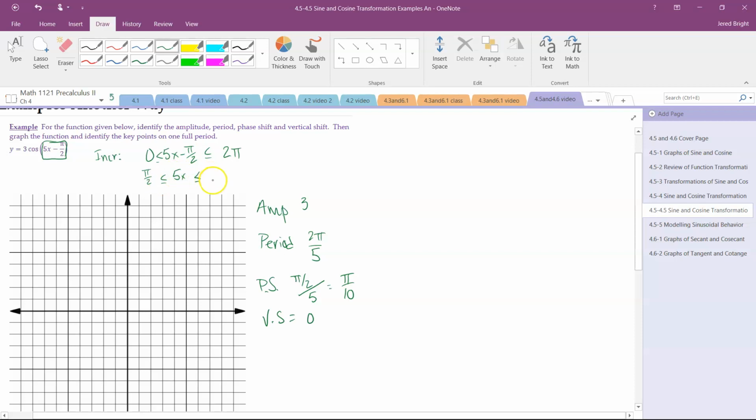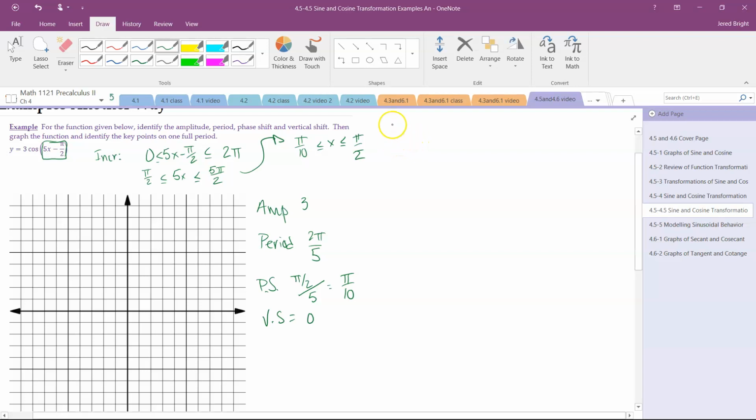And here I get 5 halves pi, or 5 pi over 2, okay? Divide by 5, okay, I need to come up here. And I get pi over 10, my phase shift, less than or equal to x, less than or equal to pi over 2. Okay, so now I have this cycle, or I have kind of one period of this, and in this period, cosine is still going to follow that same general pattern if I know where those key points are. Okay, the key points are going to occur according to the increments.